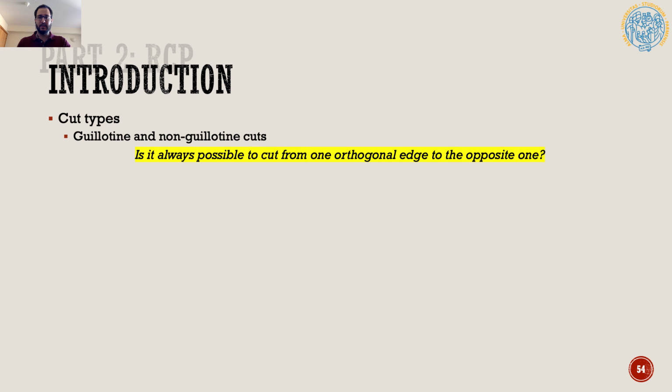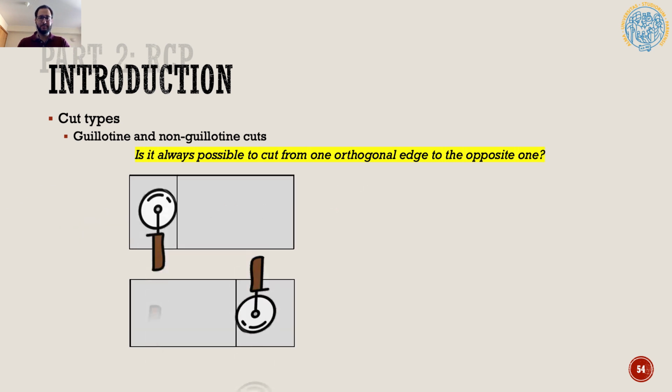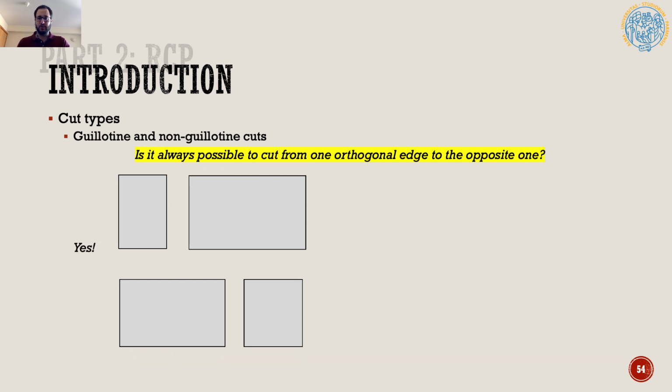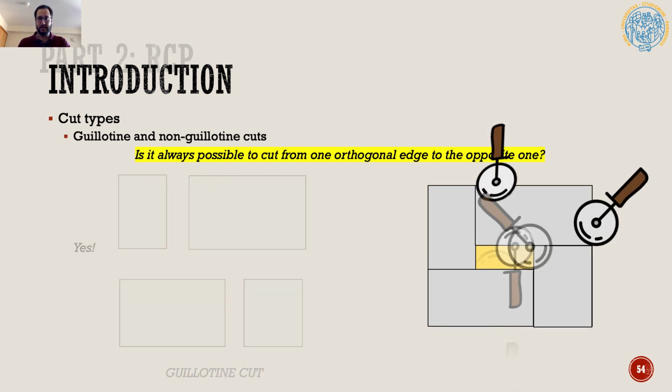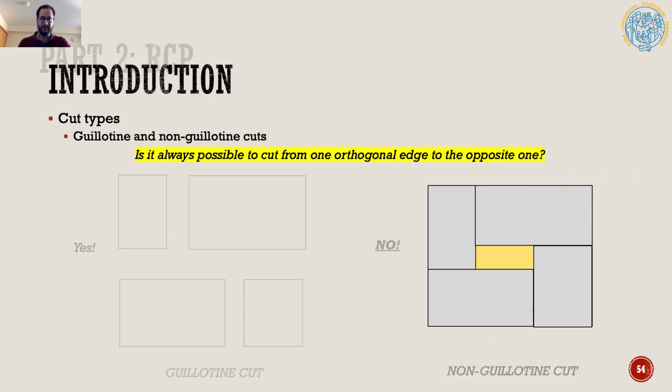Regarding guillotine and non-guillotine cut types, how to define them? It's simple. Considering any two-dimensional plate, guillotine cut means that it's always possible to cut from an orthogonal edge to the opposite one. On the other hand, non-guillotine cut means that it's not always possible to do that, as in this case.